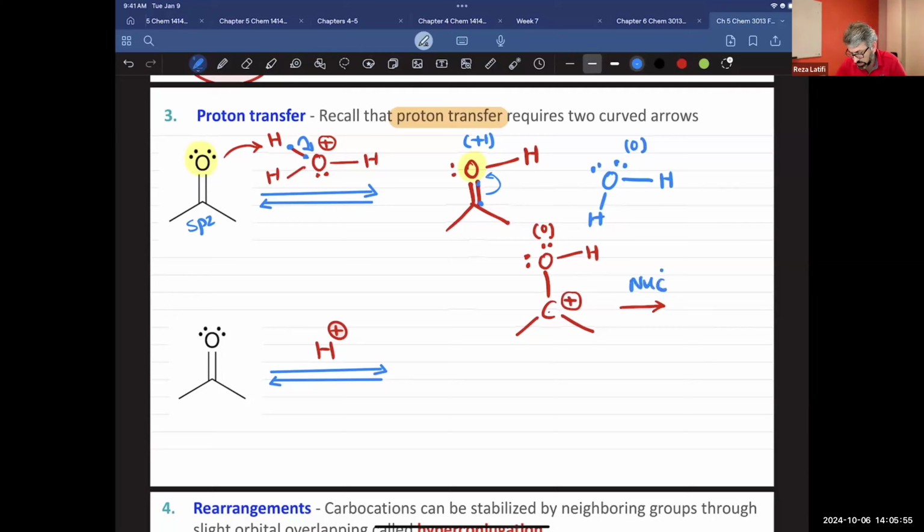So if we get a nucleophile somewhere around, the nucleophile will find this carbon, and it will share electrons with that carbon. So the proton transfer technically requires two arrows. One is to show which hydrogen we are attacking, and the second arrow is telling you that the hydrogen that we are taking will give up its electrons and share them with oxygen. So this oxygen will take both electrons.